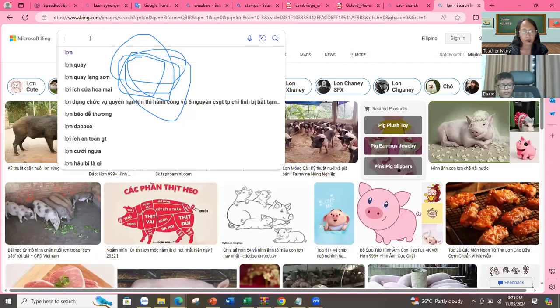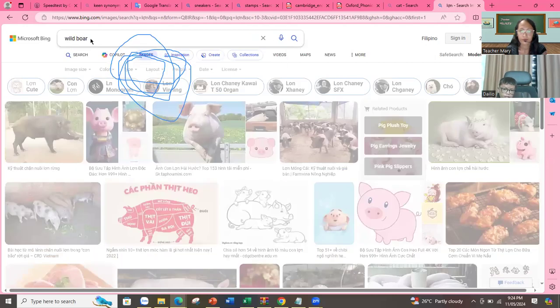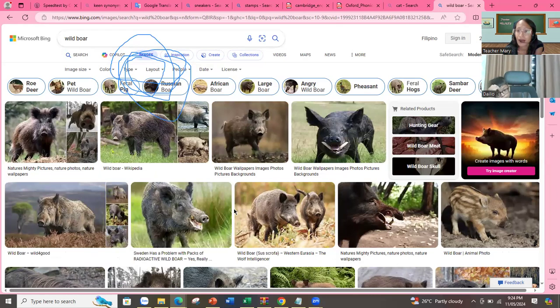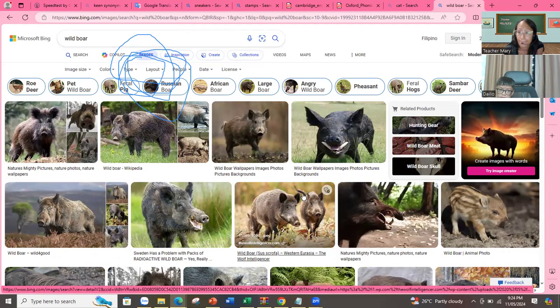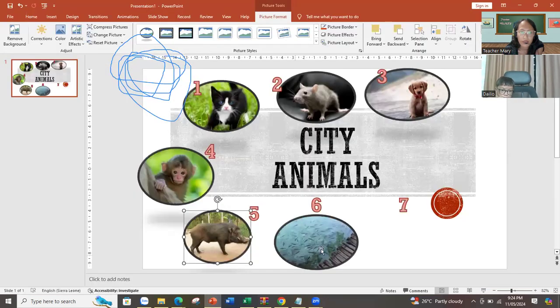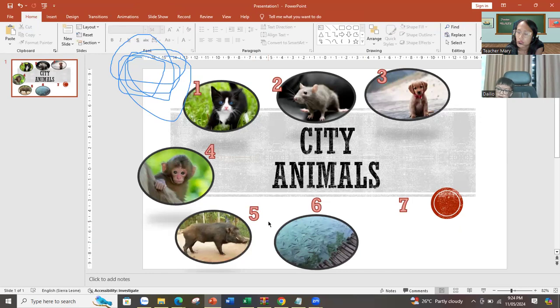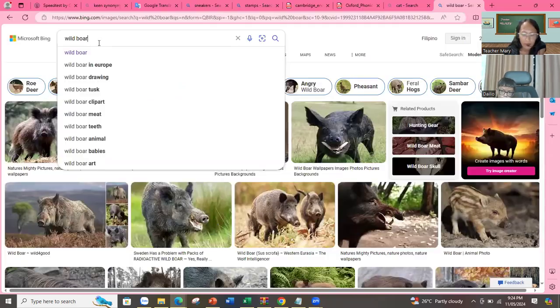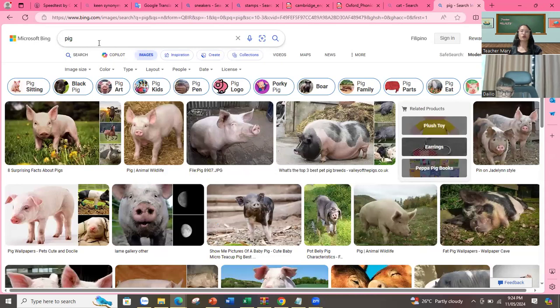I'm going to show you another example. Wild boar. It's a kind of pig, see? Wild boar. It's a pig, but a native pig, okay? Okay, wild boar. Okay, what else? What do you mean by no? No wild boar, not this one. Yes. Okay. So just pig, not wild boar. Right? Just a pig? Okay. Now choose your pig.